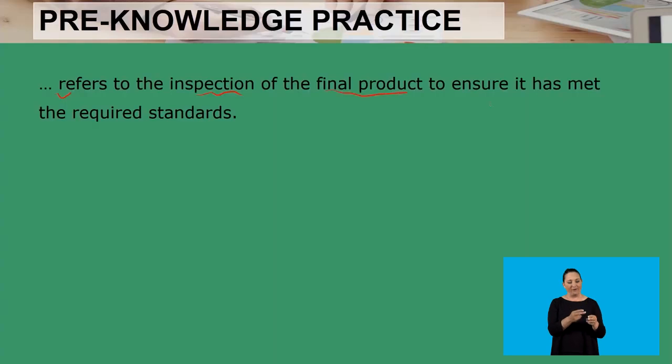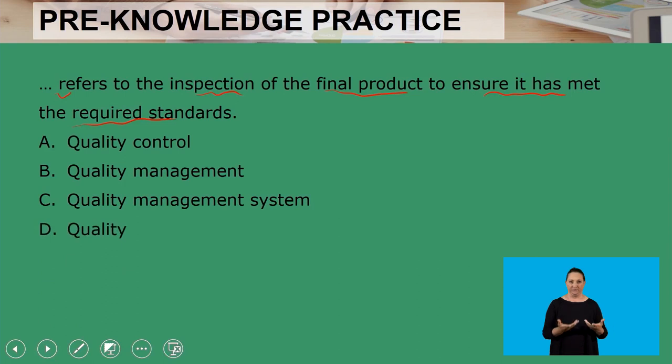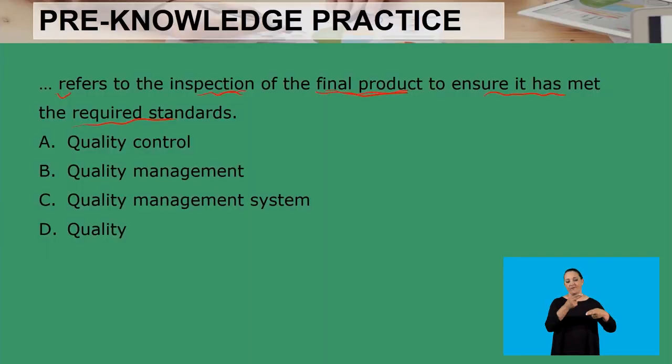Then let's see our pre-knowledge practice. The following refers to inspection of the final product to ensure it has met the required standard. Is it option A, quality control? Option B, quality management? Option C, quality management system? Or option D, quality? As I said, I gave you a hint in the other slide. I said there is quality control, which looks into the inspection of the final product. The multiple choice here says this refers to the inspection of the final product. So the answer, therefore, should be quality control.